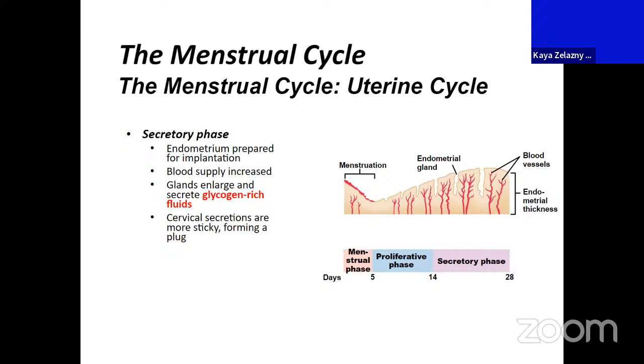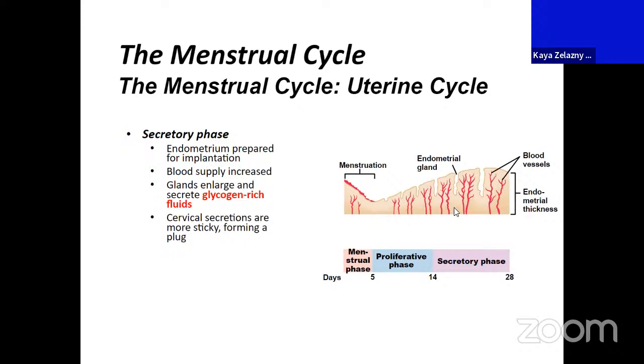So during this secretory phase, we're really continuing the development of structures that would support a potential pregnancy. So the endometrium is going to continue to prepare for implantation. We saw it growing thicker. We saw the glands enlarging during the proliferative phase. That's continuing here.